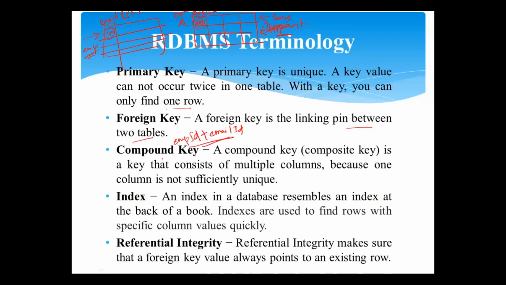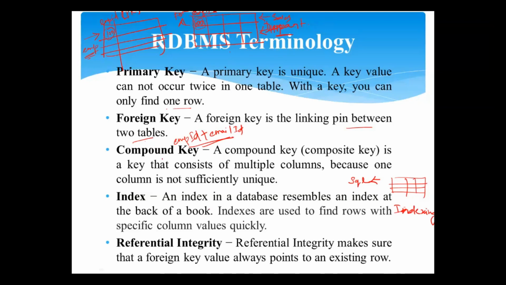And indexing is another concept or terminology in database terms. An index resembles an index of a book, used to find the rows. Whenever you write any query statement in SQL, you are trying to uniquely identify some data from the table, right? So there is an indexing concept. Think of the index part in your book.